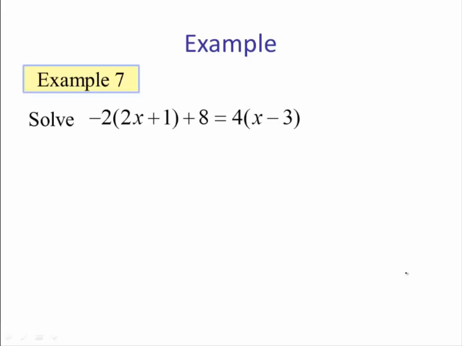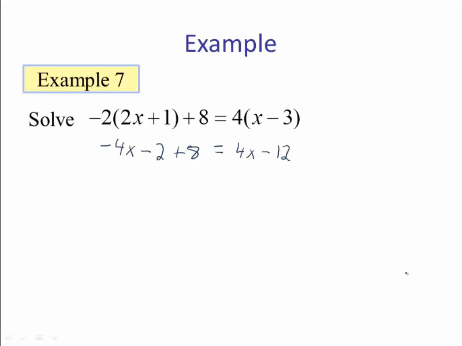Our first step here is to use the distributive property on both sides. So negative 2 times 2x is negative 4x. Negative 2 times positive 1 is minus 2 plus 8. Now that's equal to 4 times x, which is 4x. 4 times minus 3 is minus 12.